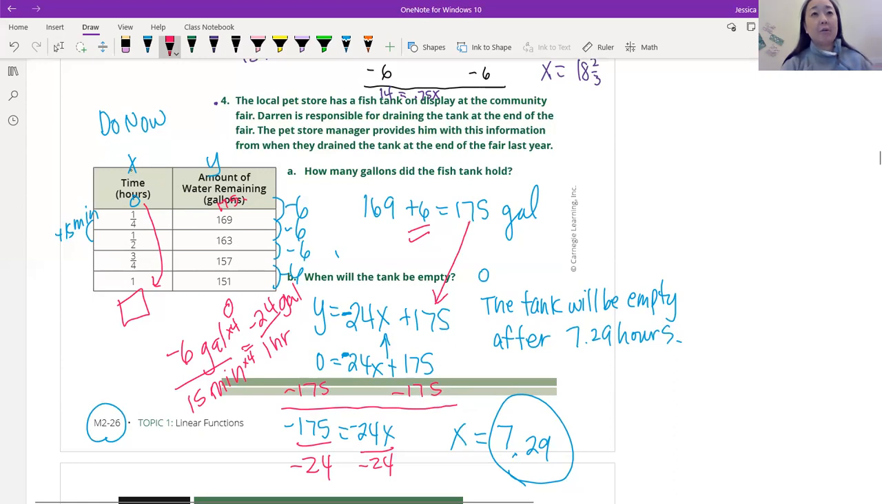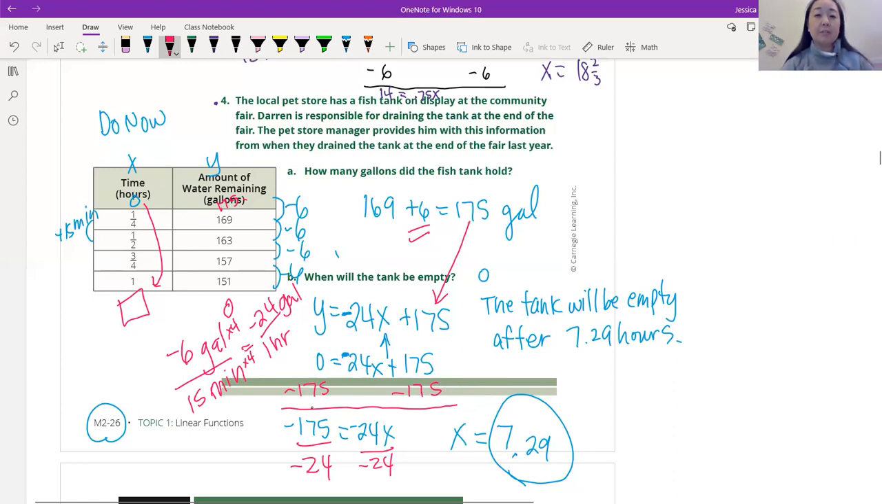There we go. So x is always going to be our time right over here, and then y is going to be the stuff on the right-hand side, which is our y, the amount of water remaining. And so we want the amount of water remaining to be 0. So that's why we plugged in 0 for y. And then from here, we're just doing some simple solve for x kind of things.